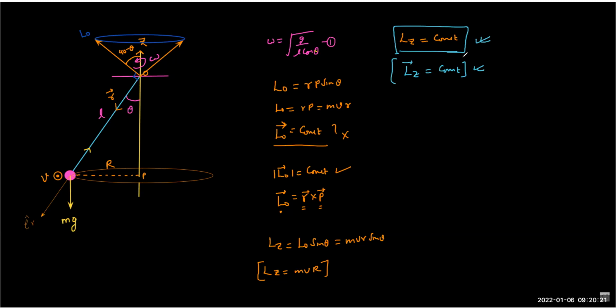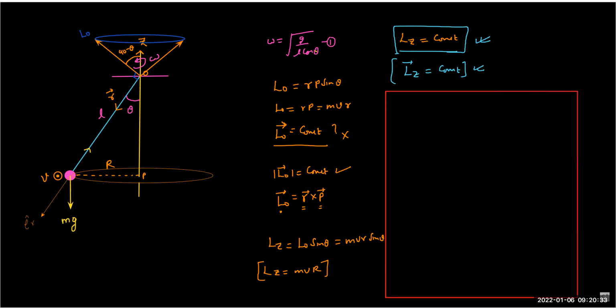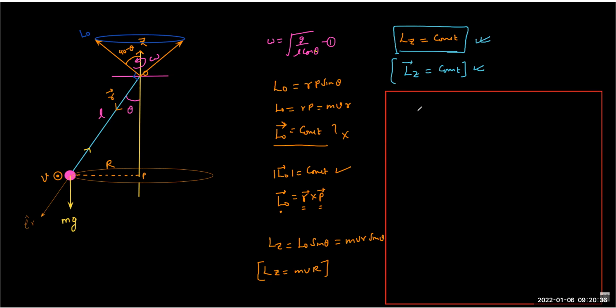Now L naught is constant in value, but it is variable as a vector. So can you find the dL, the change in angular momentum in time dt? So this is another calculation which I want to put here separately. Can we find dL naught? And what is dL naught in time dt? Now this is again purely mathematical stuff. So I'll just do the topmost point. This is the L naught.